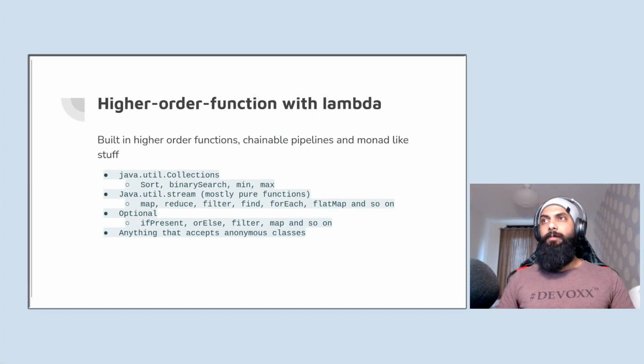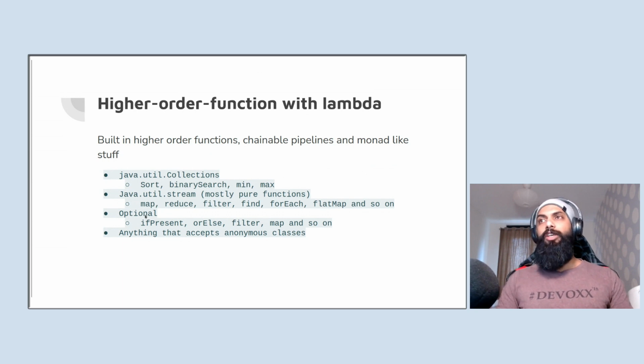Java also provides a lot of built-in higher order functions as well. For example, the java.util Collections class has a lot of methods that accept lambdas, like sort, binarySearch, min, max. All these can accept lambdas. Then we also have the java.util.stream package, which was introduced with Java 8. So this package provides a lot of methods that accept higher order functions, and they are chainable, and that means we can use these as pipelines to write pure functional code, and most of these functions are pure functions. So we have the generic things that you would expect from functional languages, like map, reduce, filter, find, forEach, and so on and so forth.